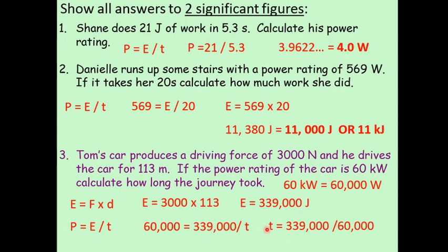So T is going to be equal to 339,000 divided by 60,000, which when we process that in the calculator, it gives us 5.65. And if we round that to two significant figures, our 5 here is 5 or more, so we need to round our 6 up to a 7. So our final answer is 5.7 seconds, correct to two significant figures.